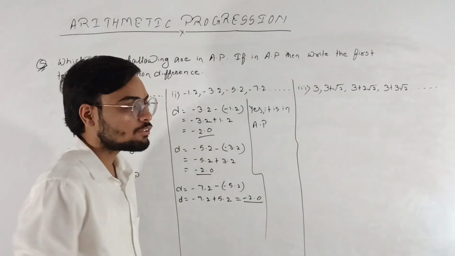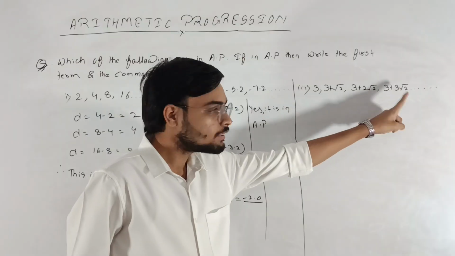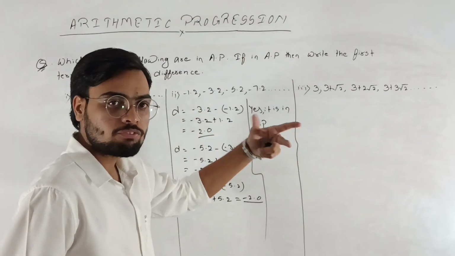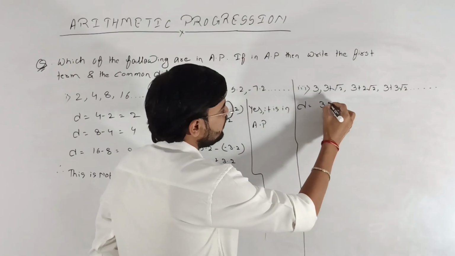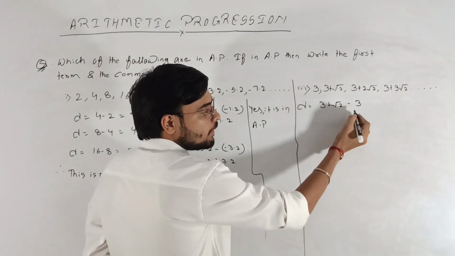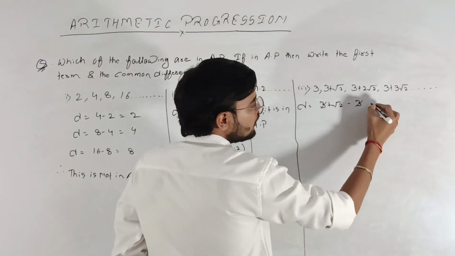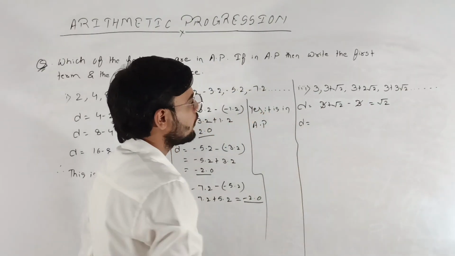Okay, the third series is what? 3 plus root 2, 3 plus 2 root 2, 3 plus 3 root 2. Okay, so again we have to find the common difference. So d is what? 3 plus root 2 minus 3. Now 3 plus root 2 minus 3, this minus 3 plus 3 cancels out, then what are we left with? Only root 2. Okay, now again check for d.